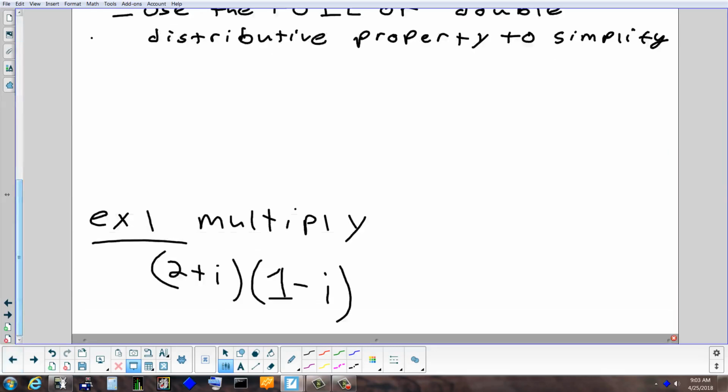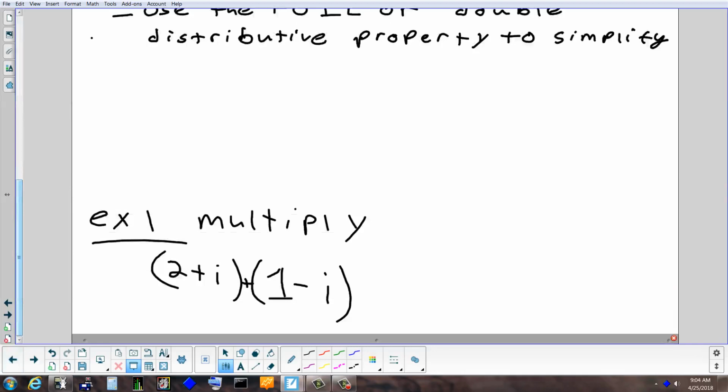All right, so let's try this one first. We have (2 + i)(1 - i). Now, how do you know this is multiplication? Well, there's nothing between the two sets of parentheses. If I throw a plus sign in there, now it's totally different. That's what we did yesterday.